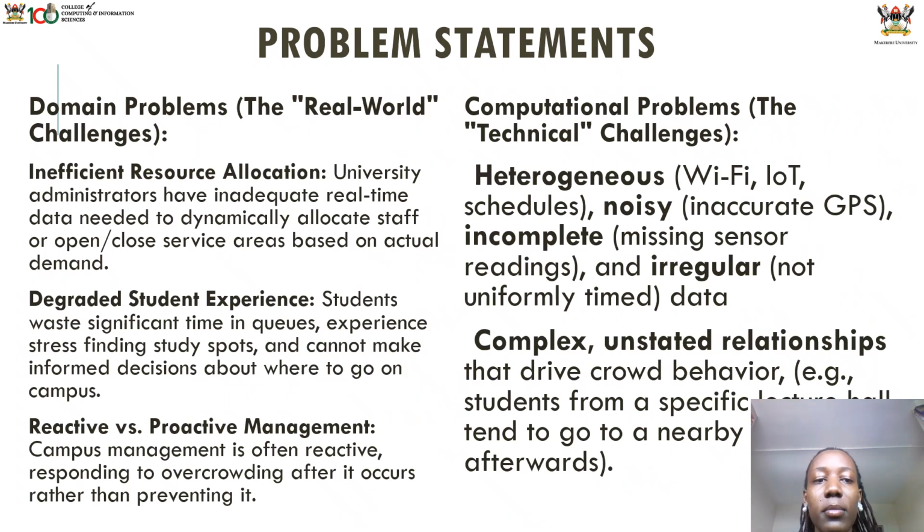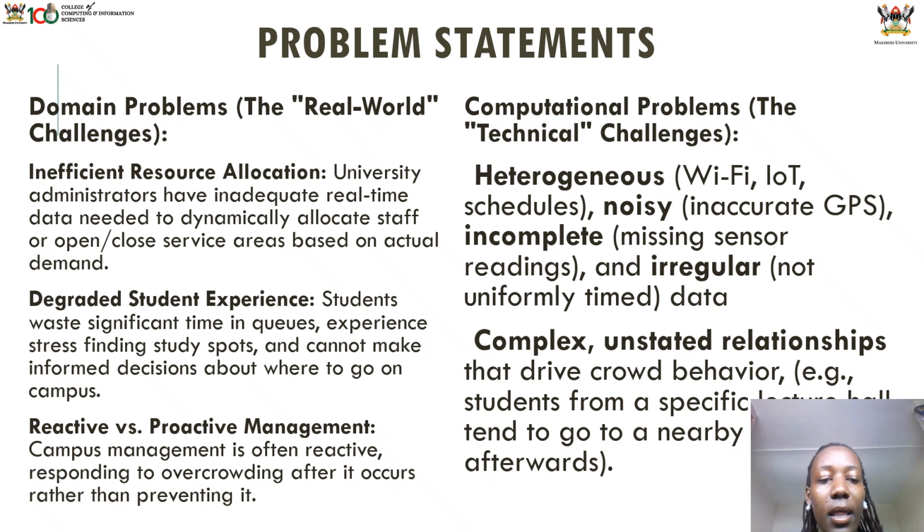Then we continue to the problem statements. We have the domain problems and the computational problems. The domain problems are basically real-world challenges that we can face through this project. For example, inefficient resource allocation. University administrators don't have enough real-time data needed for dynamic resource allocation and maybe removing some services in different areas. We also have degraded student experience: crowds and long queues reduce the experience of students around campus.